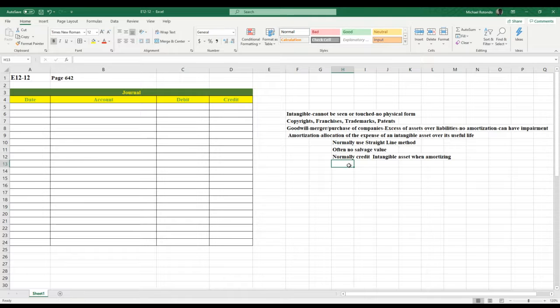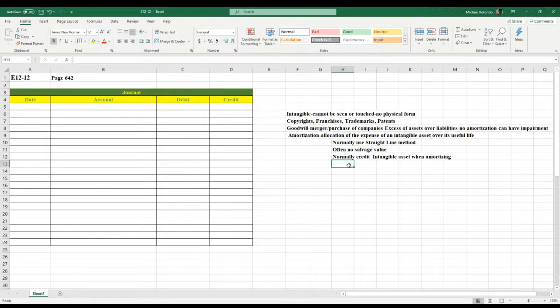Now, as your book will tell you, you can credit an account called accumulated amortization, although you don't have to. You have to do it with depreciation because those assets have physical form, and they are harder to reflect market value, where with intangible assets, it may be a little bit easier. So we normally just credit the intangible asset when amortizing.